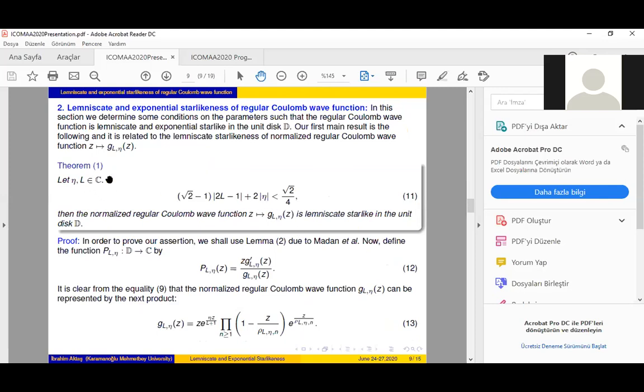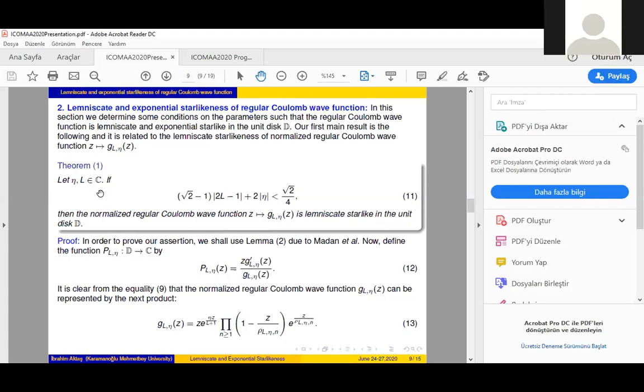Theorem 1: let eta and L be complex numbers. If inequality 11 holds, then the normalized regular Coulomb wave function g(L,eta) is lemniscate star-like in the unit disk. In order to prove this assertion, we will use Lemma 2 given by Madan et al., but I will omit the details.